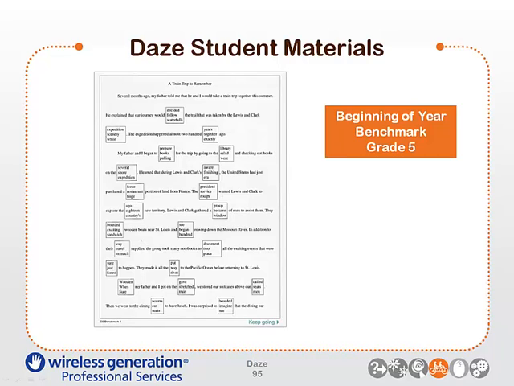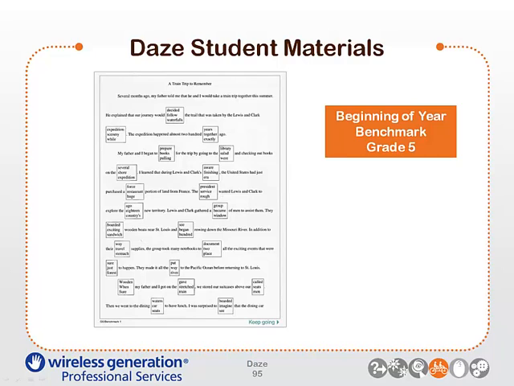In your kit, you can find Daze student booklets as well as the Daze teacher books with administration directions and scoring keys. Here is an example from the beginning of the year benchmark, grade 5. You'll notice on the page about every 7th word is omitted and replaced with a box containing 1 correct word and 2 distractors.